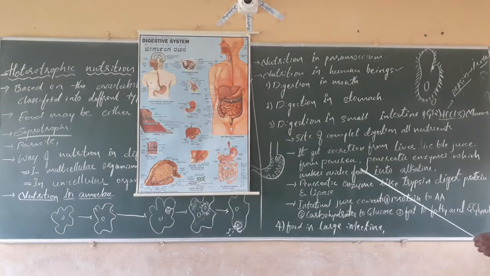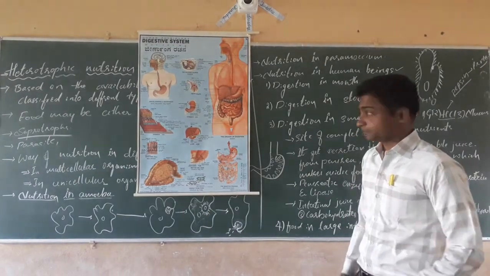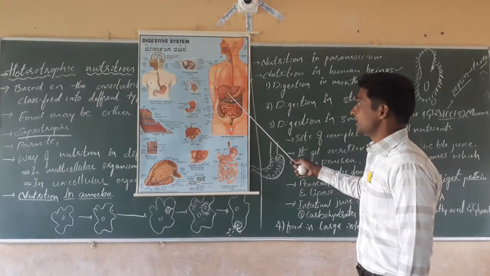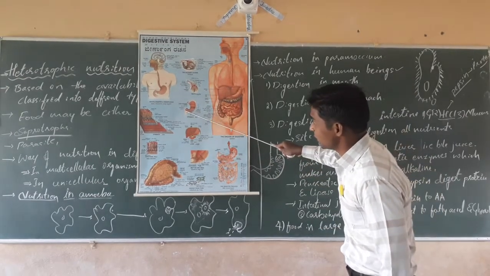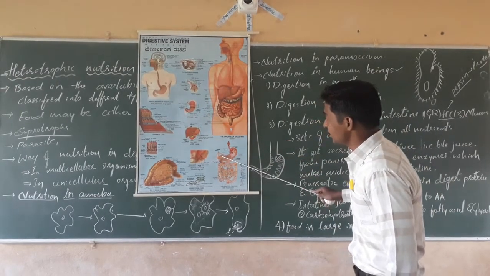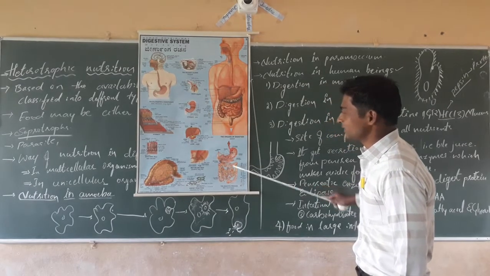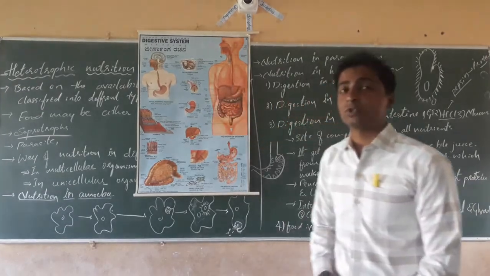Next, we come to the students. The food will be crushed down and protein digestion takes place. Then, after this, the food will move towards the anterior part of the small intestine, that is called the duodenum. In the duodenum region, what happens, students?